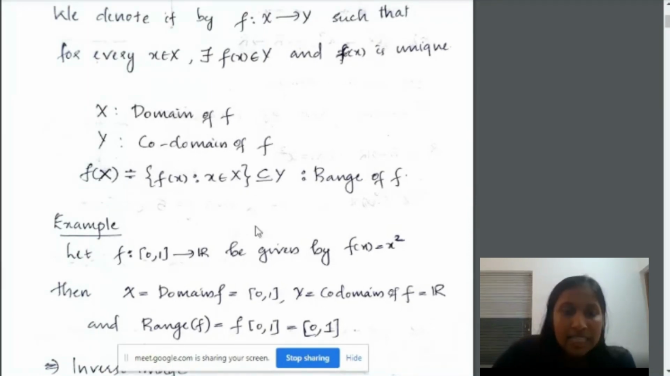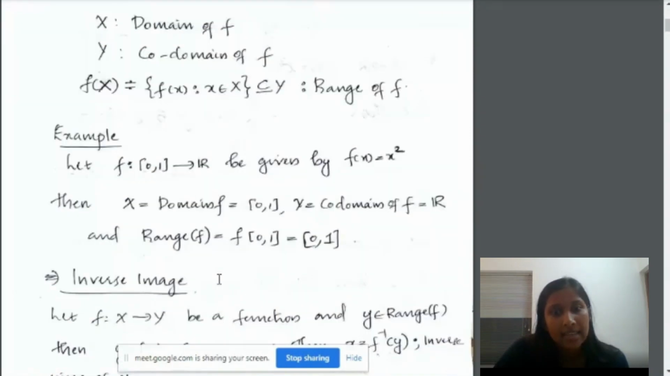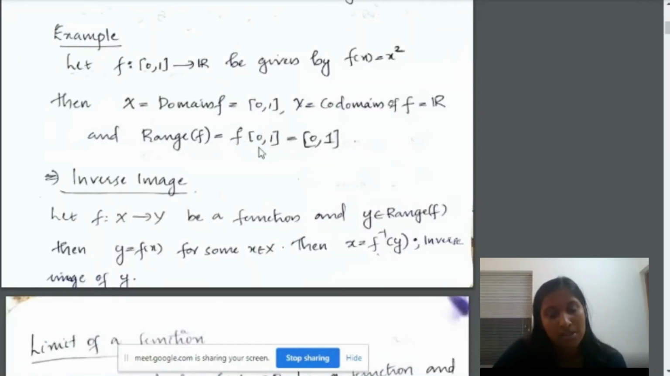For demonstrating that, we take a function f from the closed interval [0, 1] to R, defined by f of x equal to x squared. Here the domain is the closed interval [0, 1], the codomain is the set of all real numbers R, and the range is f of [0, 1], that is [0, 1] itself.